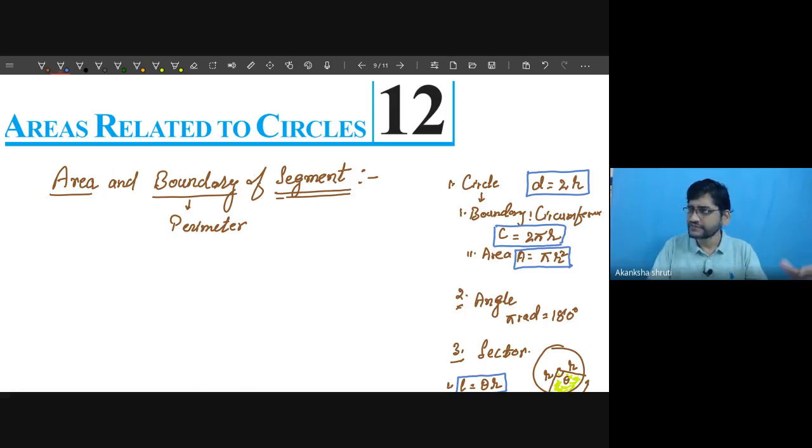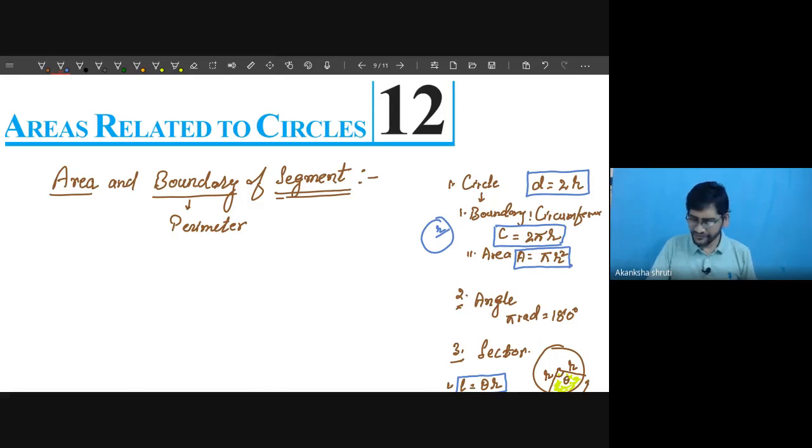Students, last day we had covered that for any circle, we can define its perimeter or circumference as 2 pi r. The area of a circle is given by pi r square. There is a relation between the degree and radian. Pi radian is 180 degree.